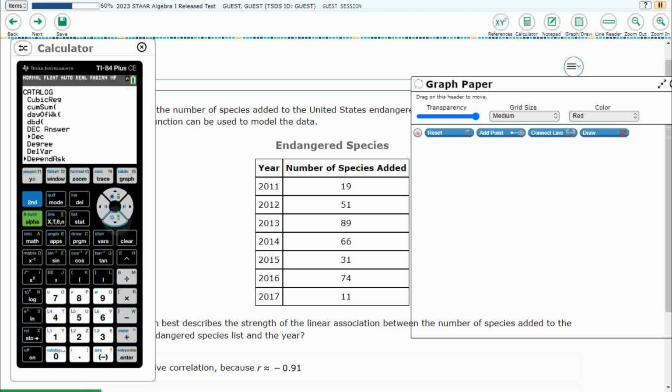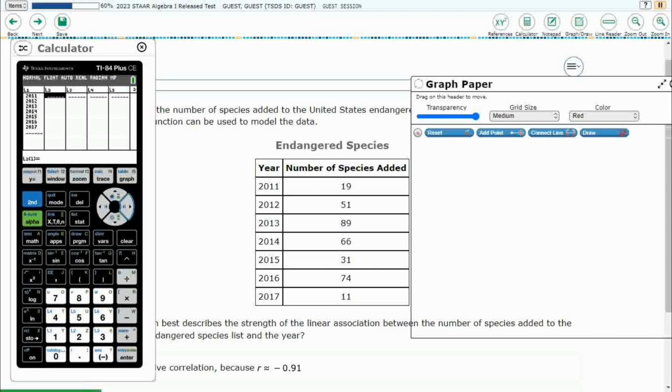All right, so we're almost there. Got to scroll all the way down. There we go. Hit enter. Diagnostic is on. Okay, we're done. Now we're going to go to our stat and we're going to edit. We're going to enter in our two lists. So 2011, 2012, 2013. We're literally just entering in the years here. 2014, 2015, 2016, and then 2017.